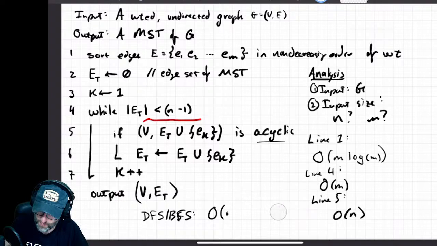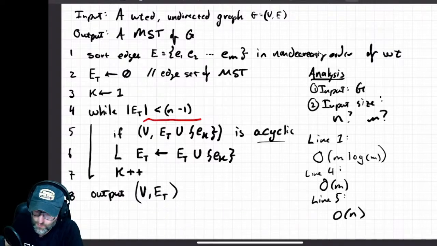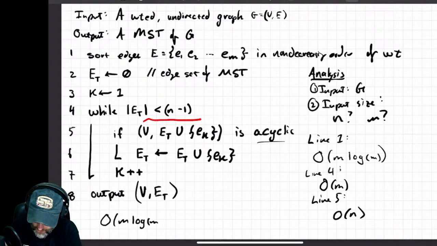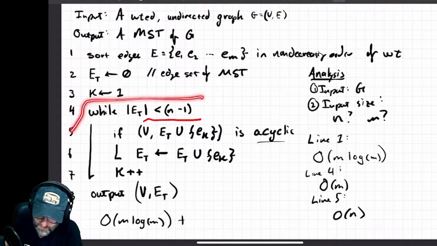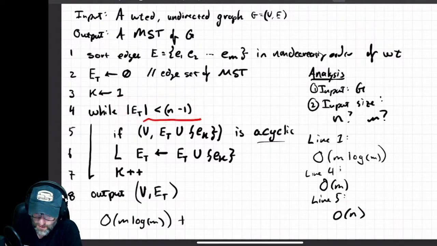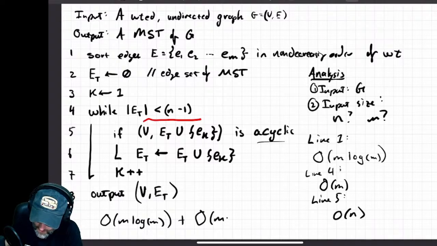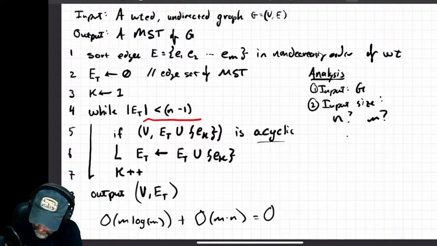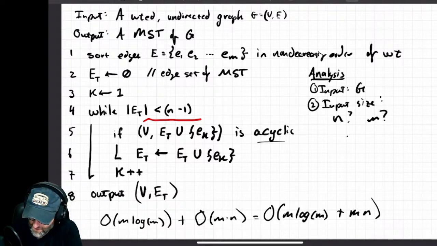Okay, so let's bring all of that together down here. Line one is independent from lines four and five, so that's going to be order M log M plus, and then what's the complexity of these two things combined? Well, you're executing BFS or DFS, which is going to be order N in the worst case. But you're executing it potentially M times. So that's going to end up being order M N. Now, which one of these is bigger? You can go ahead and simplify this down. Let me get rid of all this over here. Order M log M plus M N. Now, here's where it gets tricky, because at the end of the day, I'd really like just one variable here to tell me what it is.